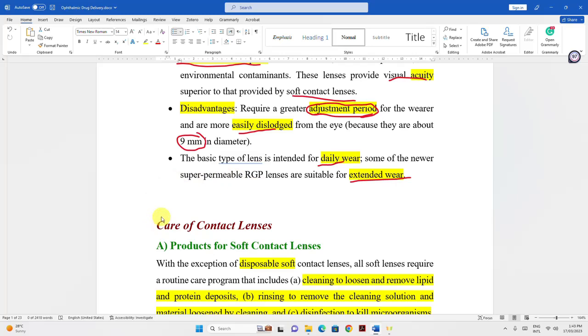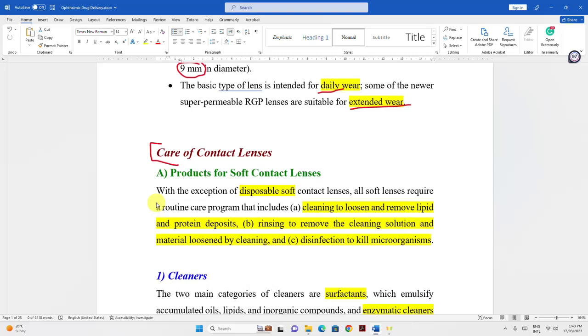Now we're going to talk about how to take care of lenses. The solutions and the preparations that we have for soft contact lenses are not the same. I cannot mix between the solutions for different types of lenses. I cannot mix between them. For soft lenses, not the disposable one.